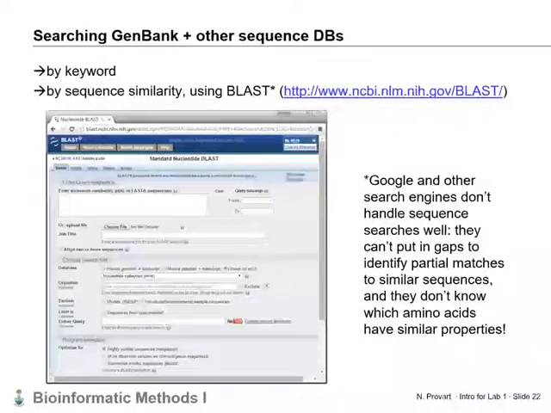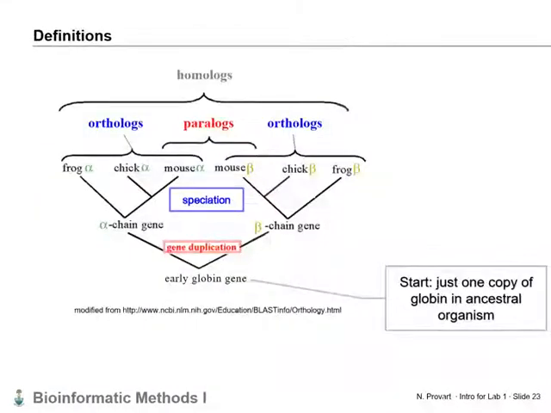And that's why we need to use specialized tools to search sequences. Also, in terms of talking about DNA sequences, we should think about some definitions. So let's consider the case of an early globin gene. In this case, this is an early globin gene, an ancestor of all of these species: frog, chick, mouse.